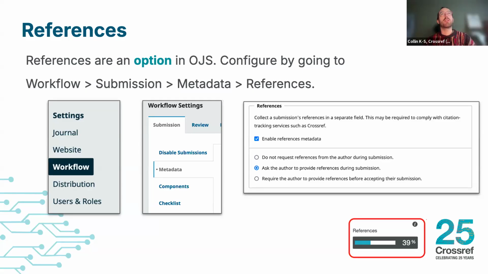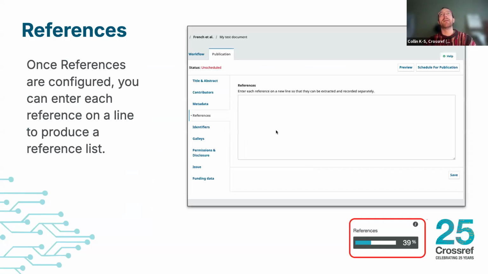You are going to head to workflow, to submission, to metadata, and then to references. This is going to let you tick this box that allows you to ask the author to provide references during submission. Of course, the articles you've already published are almost certainly going to have references already with them, but they may not be in the specific reference field, which I'll show you here.